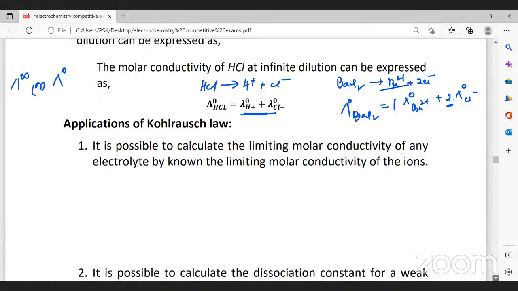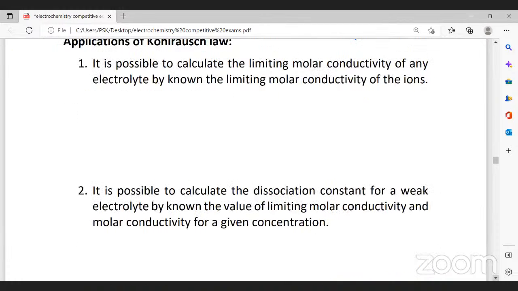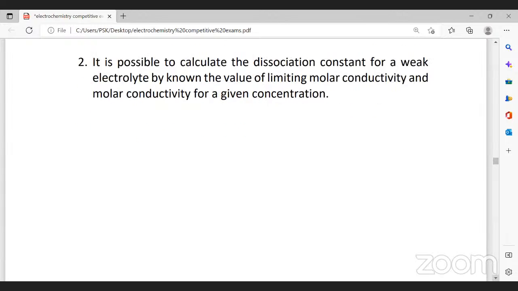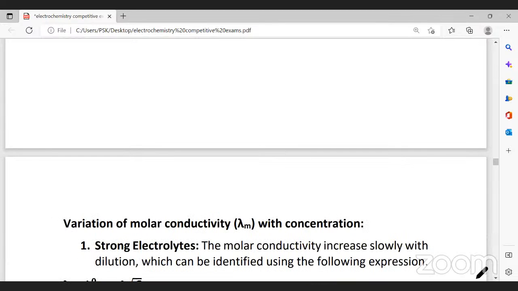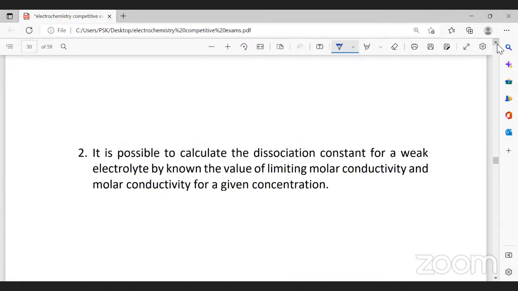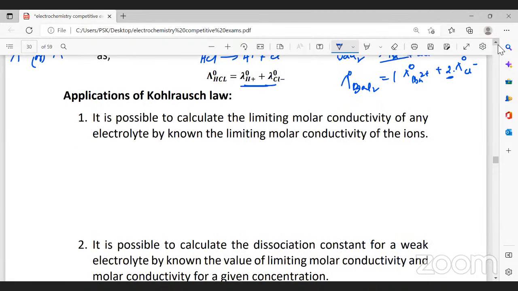The second application is that it is possible to calculate the dissociation constant of a weak electrolyte by knowing the value of limiting molar conductivity and molar conductivity for a given concentration. So these are the applications of Kohlrausch's law. The first one is that it's possible to calculate the limiting molar conductivity of any electrolyte by knowing the limiting conductivity of the ions.